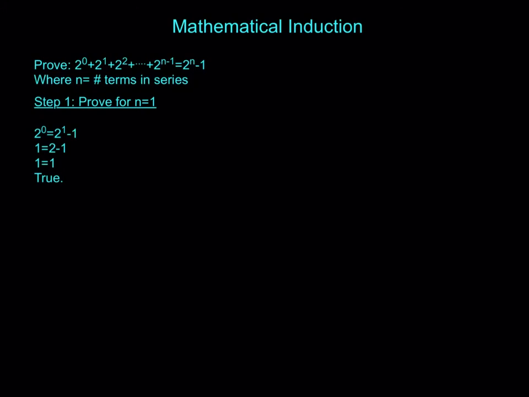So if we plug in 1 for n, then we're going to get 2 to the 0, because it's only one term. So you just take the first term of that series, and then you set that equal to 2 to the first minus 1, because we're plugging in a 1 for n and we had 2 to the n minus 1. And so then you can just work that out to get 1 equals 1, and that is a true statement. So we did prove that it is true for n equals 1.